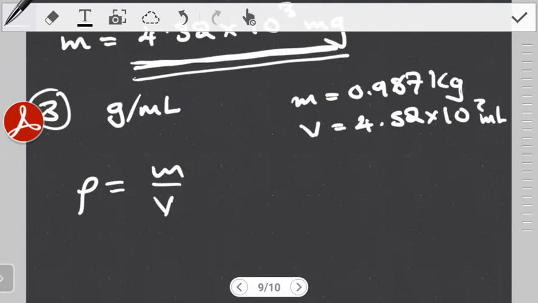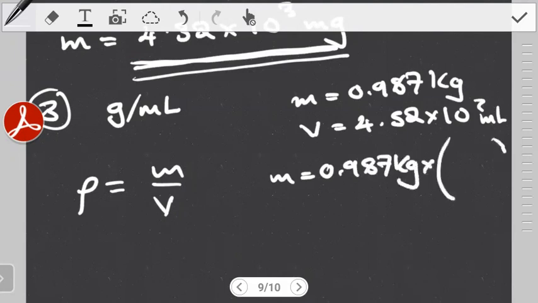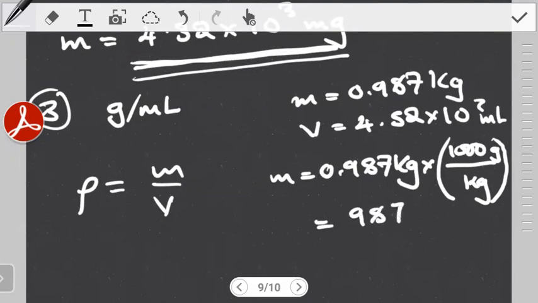For me, I'll first convert the mass from kgs to grams. So of course, the mass is 0.987 kgs. I know that in every 1 kg, there are 1,000 grams. So the kgs is in the numerator, I'll place it in the denominator. In 1 kg, I have 1,000 grams. If I simplify this, I see that the mass in grams is 987 grams.